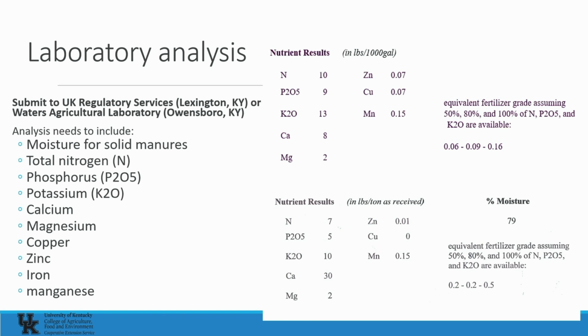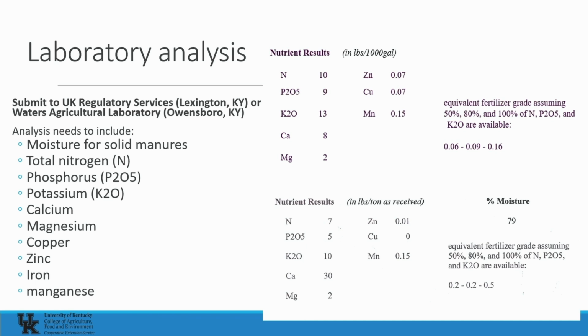So now that we have our samples, they're packaged up, well labeled, double baggied. We're going to send them off to the two labs that actually do manure analysis in Kentucky. One is the University of Kentucky's Regulatory Services, which is located in Lexington, or the Waters Agricultural Laboratory, which is located in Owensboro. And we can get you information for those addresses from your cooperative extension agent in your county.